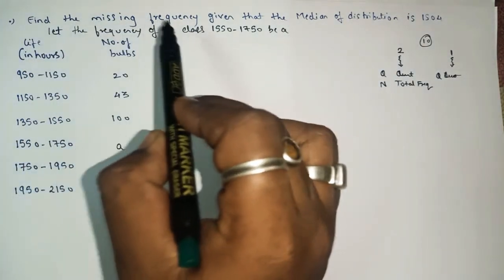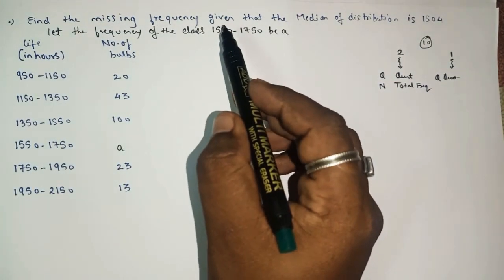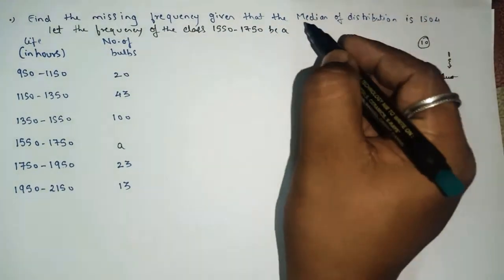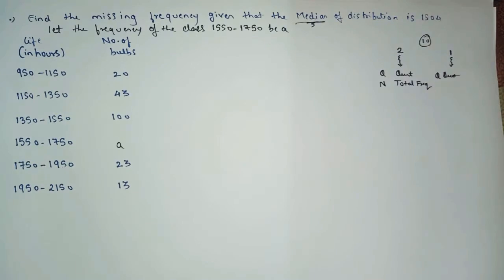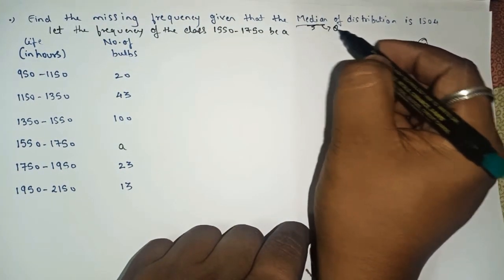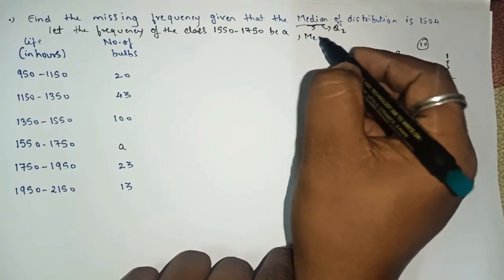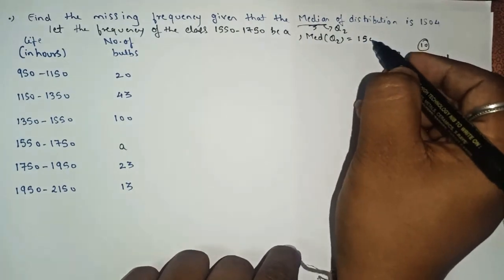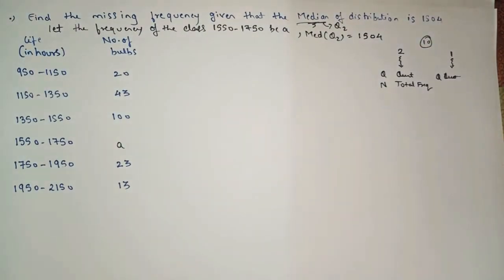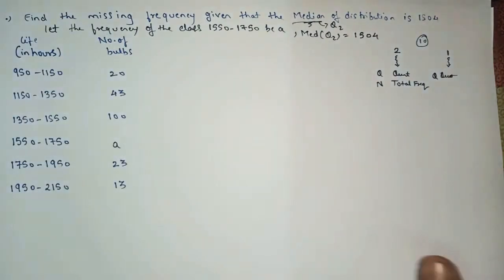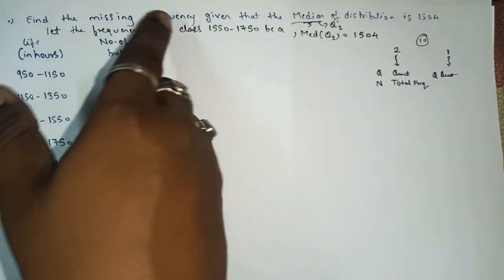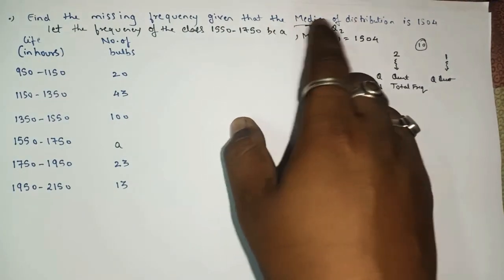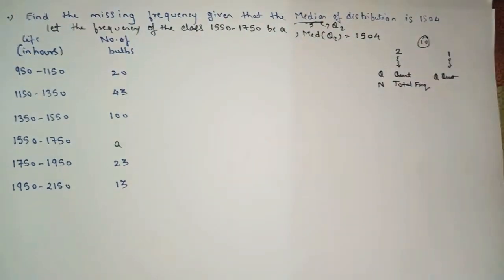So here we have to find the missing frequency, and in the question it is given that the median of the distribution is given. Yes, in this question also we have the value of median. So what do you mean by median? In quartiles, median means it is the value of Q2. So the Q2 value is 1504. That's it. In this question it is mentioned this much only, that we have to find the missing frequency, and given that median is 1504.